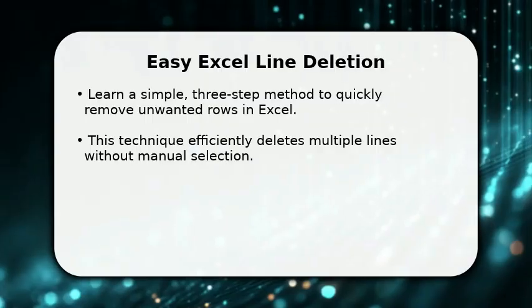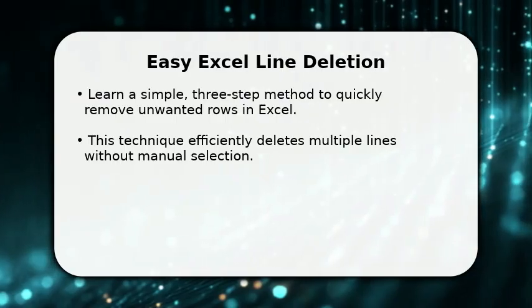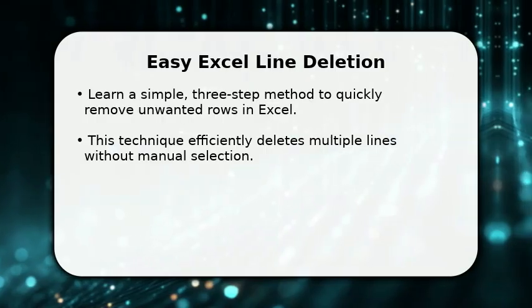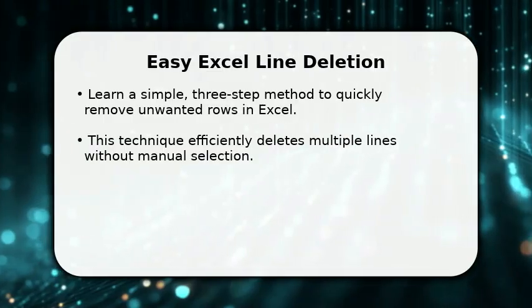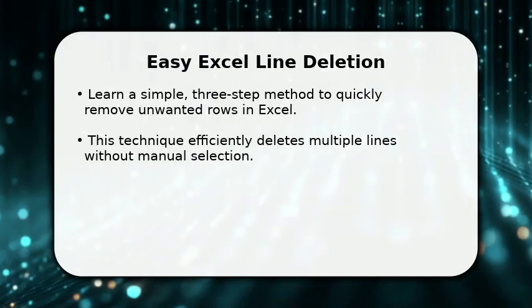Enjoy the video. In this video, I will explain how to Excel line delete. First, select your data range, including the column you want to check for blank cells. Next, apply a filter to your data. Then, filter that specific column to show only blank cells. This isolates the rows you wish to remove.